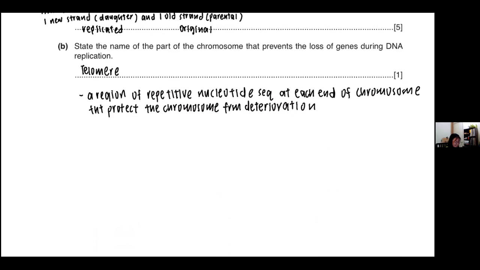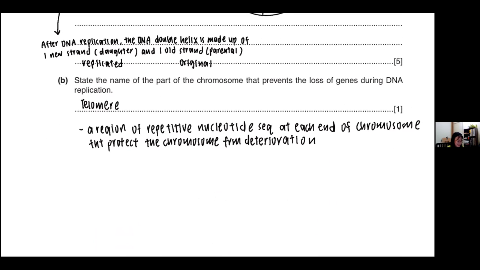And then, state the name of the part of the chromosome that prevents the loss of genes during DNA replication. This is the chapter 5 one. The answer is telomere. A telomere is a region of repetitive nucleotide sequence at each end of a chromosome that protects the chromosome from deterioration.